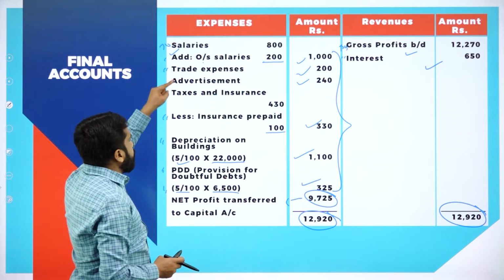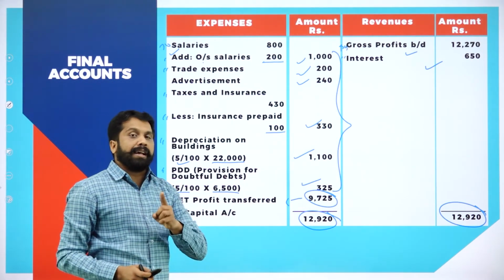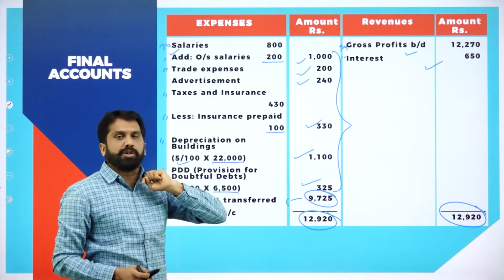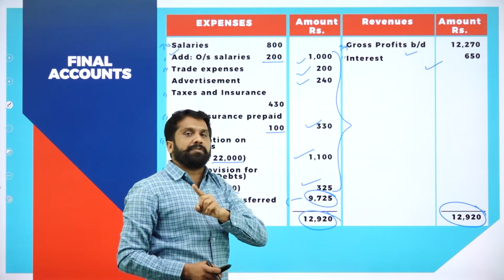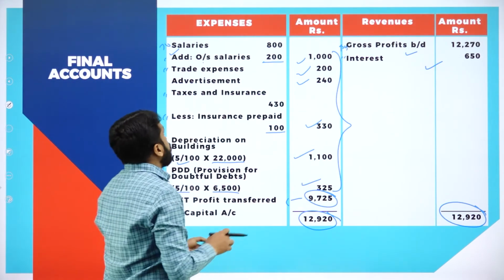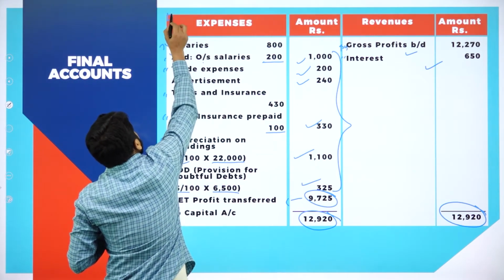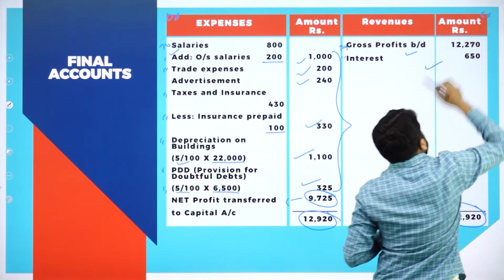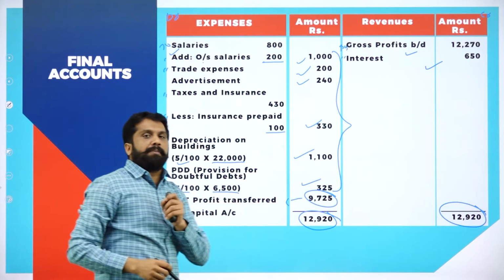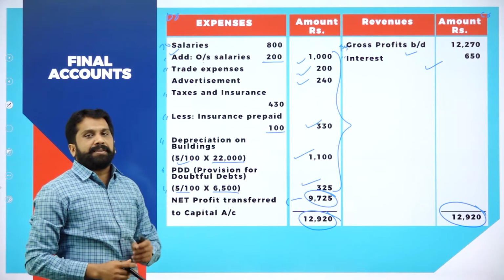Remember, whatever items you write on the debit side, write along with the word "To". Whatever items you write on the credit side, write along with "By". Before that, what you should do? On the top, it should be debit and it should be credit. Clear? This is all about your profit and loss account.